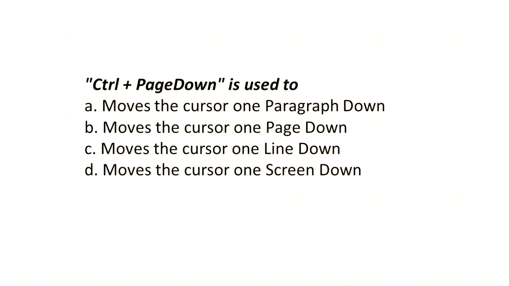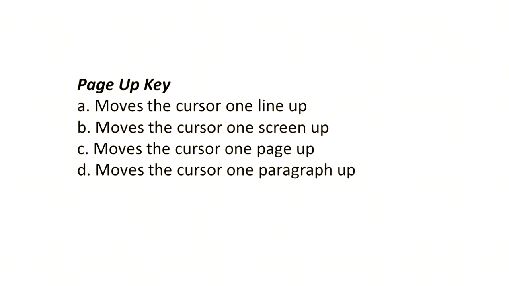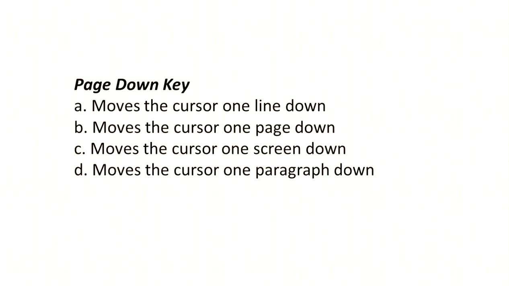Next, Ctrl plus Page Down is used to move the cursor one page down. Next, Ctrl plus down arrow is used to move the cursor one paragraph down. Next, Page Up key is used to move the cursor one screen up. Next, Ctrl plus left arrow is used to move the cursor one word left. Next, Page Down key is used to move the cursor one screen down.